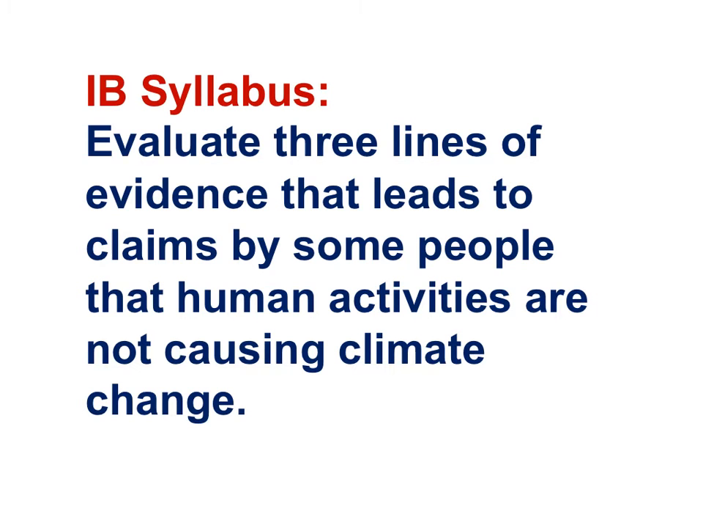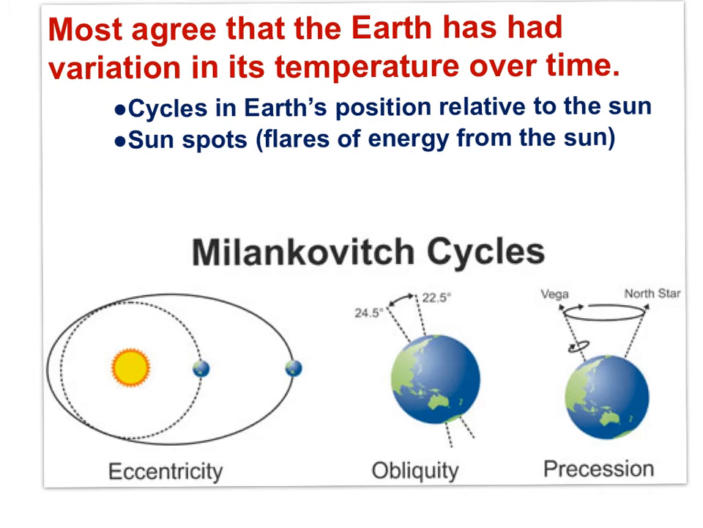So that brings us to this IB syllabus statement. Evaluate three lines of evidence that lead to claims by some people that human activities are not causing climate change. I've laid some groundwork for this statement in the earlier slides. The Earth has had variations in its temperature over time for a variety of reasons, and I would like to present those reasons here. There's variation in the Earth's position relative to the Sun.